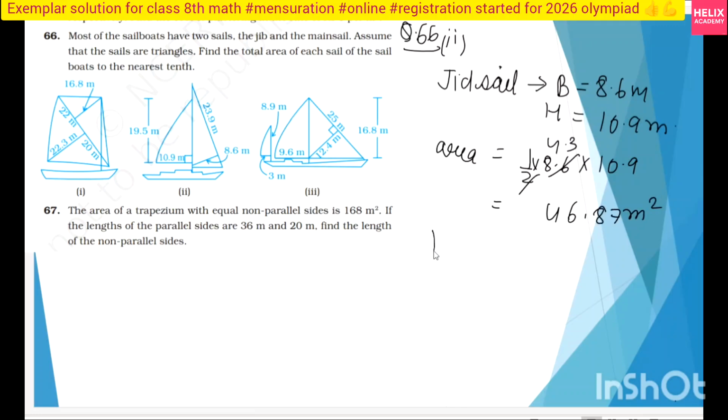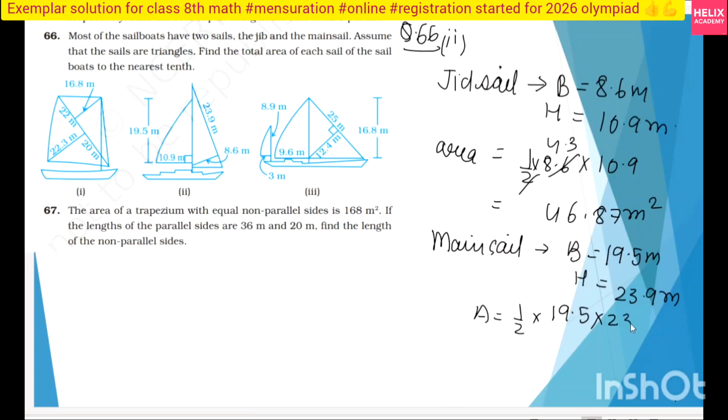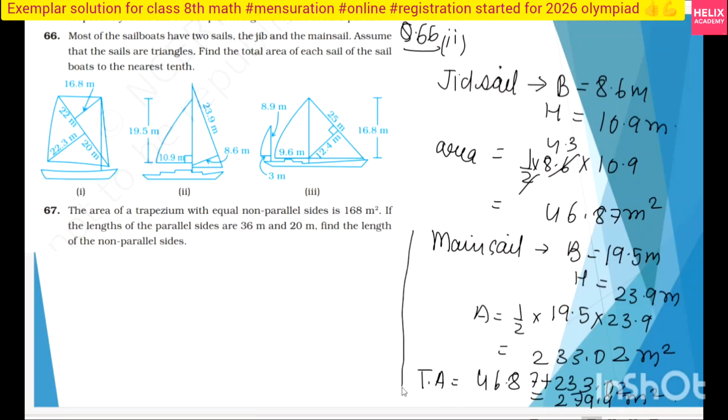Now for mainsail, base will be 19.5 meter and height will be 23.9 meter. So area will be half into 19.5 into 23.9, right? So it will be 233.02 meter square. So total area will be what? Adding these two, I will get 46.87 plus 233.02. So your answer will be 279.9 meter square. Okay, this is for your second part.